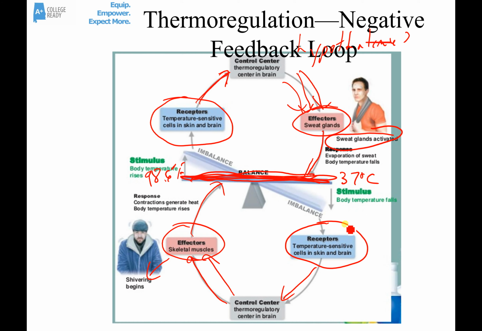At that point, the thermoreceptors will stop sending the signals to the hypothalamus. It will stop sending signals to the skeletal muscles, which will then stop shivering. So that's a negative feedback loop.